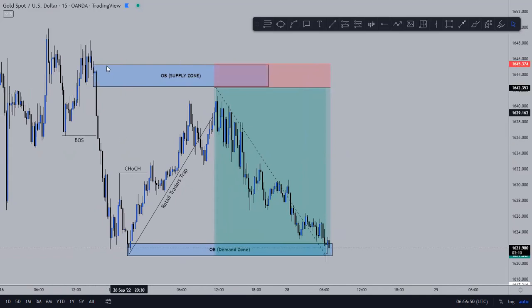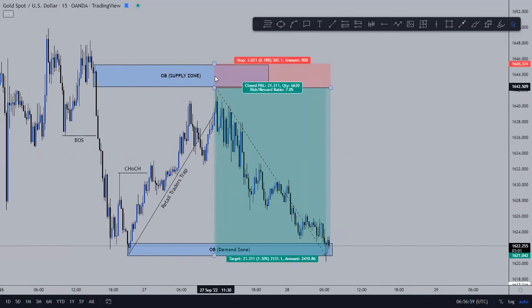Number four, the market rejected as soon as it tapped into this order block or supply zone, and we took our entry there. Our stop loss just above there, one to seven risk compared to reward.